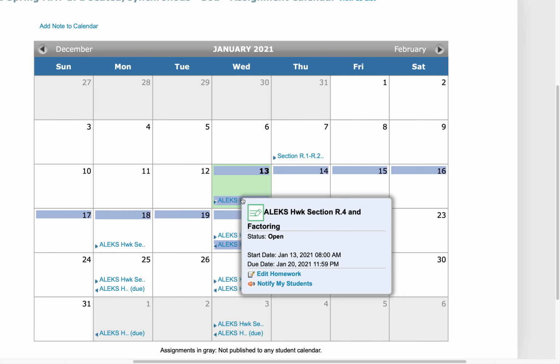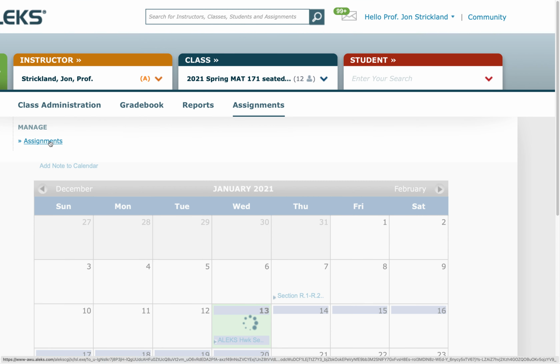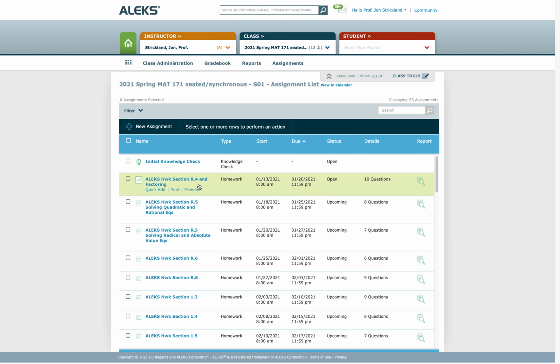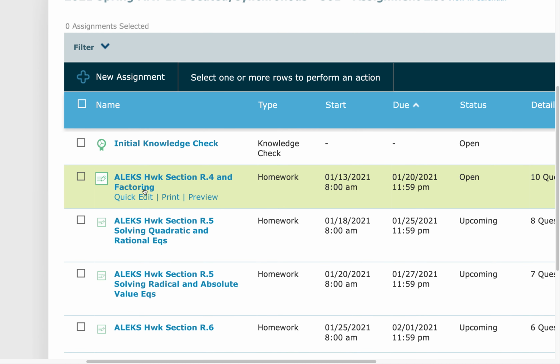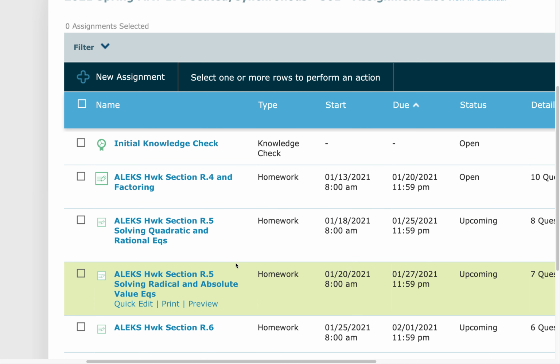It's just for practice. But for stuff that is to be graded, anything that has a lifespan in terms of the availability, that stuff is mandatory. And to give you an overview of the assignments, you're going to have a first item, and the dates can change, but anything with the outline with the pencil icon, like Alex homework section R4 and factoring, and next would be section R5. You have your start and due dates.